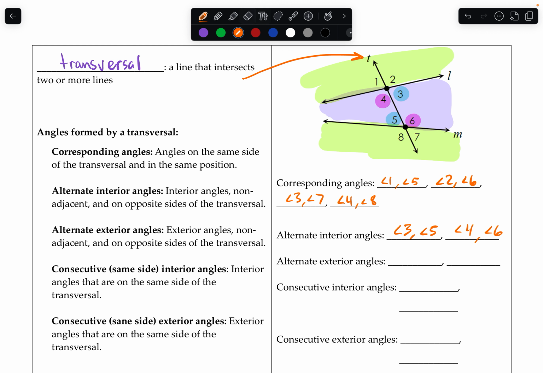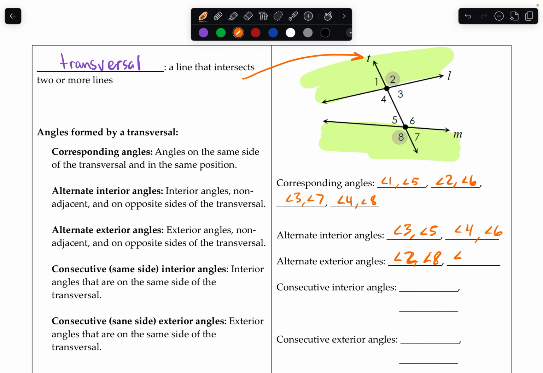All right, then you have alternate exterior angles. I'm going to erase all this. This time we're going to be on the outside. Alternate exterior angles, like 2 and 8, are on opposite sides of the transversal. One's on the right side of the transversal, one's on the left side. But you'll notice that they're both exterior to the two lines. So angle 2 and angle 8 would be an example of alternate exterior.